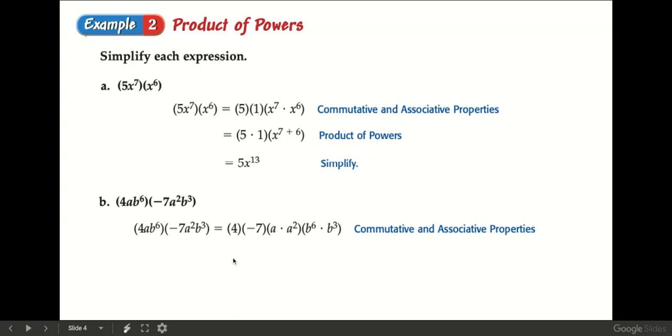So I know 4 times negative 7 gives me negative 28. A to the first times a to the second, or b to the 6th times b to the 3rd. So again, I add their exponents, and that's going to give me negative 28 a to the 3rd b to the 9th. So one tricky part here is that even though you don't see the number 1 there, you know that's a to the first power. So remembering to add 1 plus 2 is really important here.